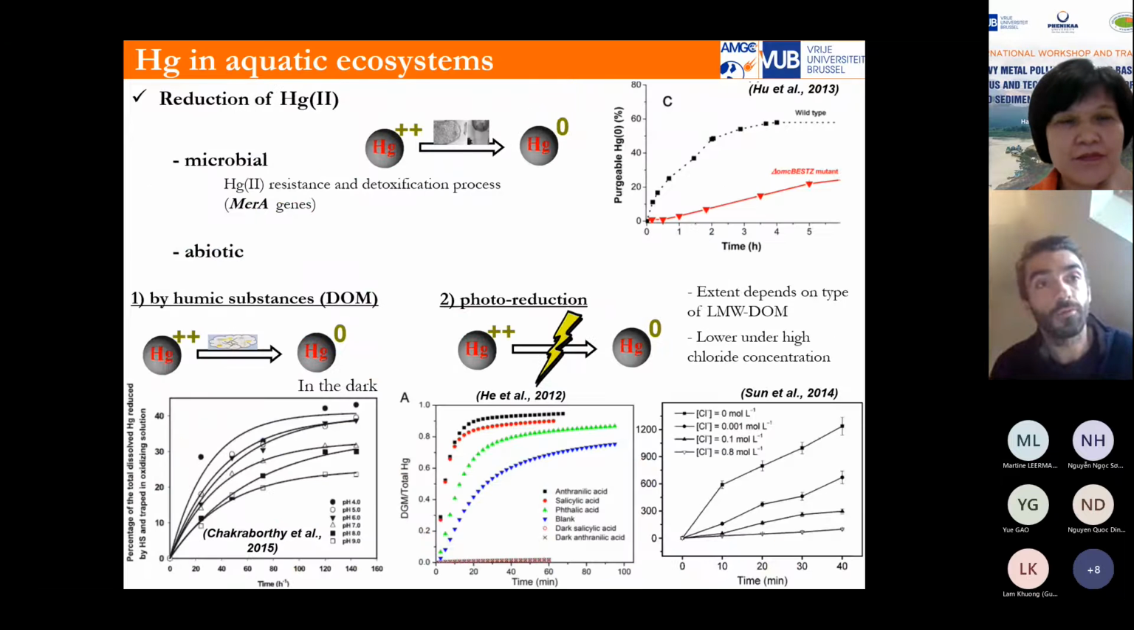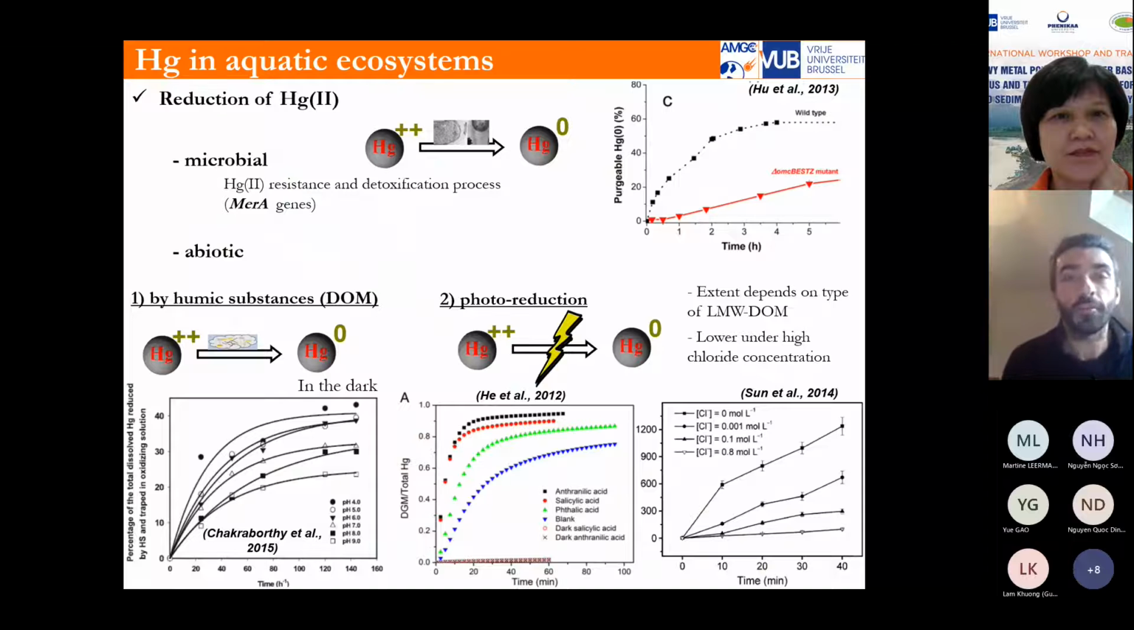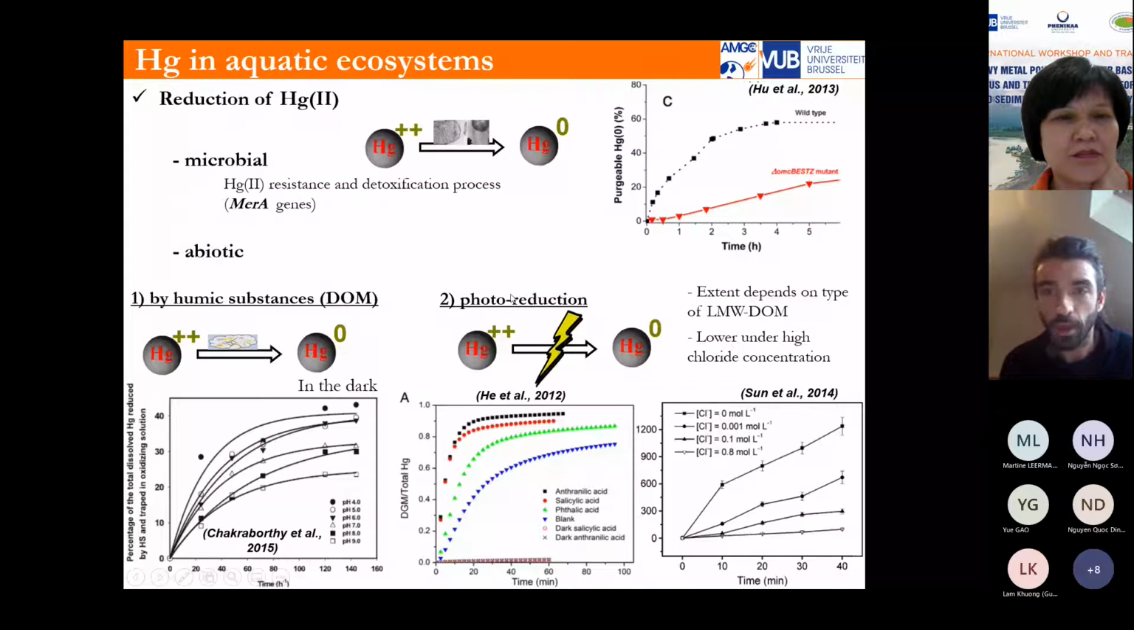And you can also have reduction of mercury 2, which is a process that will prevent mercury 2 from being available for further methylation. And this again can be influenced by a lot of parameters, such as humic substances. And also you can reduce the mercury, not the methyl but the inorganic, by sunlight activity.